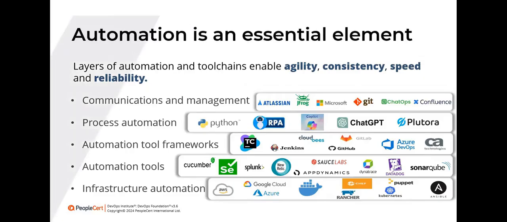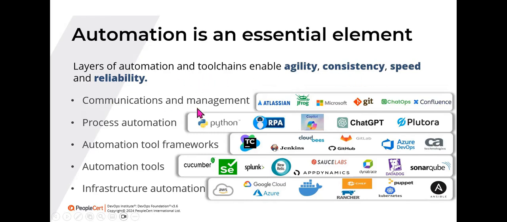A lot of people think DevOps is just tools, and I think I understand why. There are many tools involved, so it can get almost overwhelming. These are just a partial list. There are literally hundreds and hundreds of tools, even in each category. So layers of tools and tool chains are necessary to help with agility, consistency, speed, and reliability.